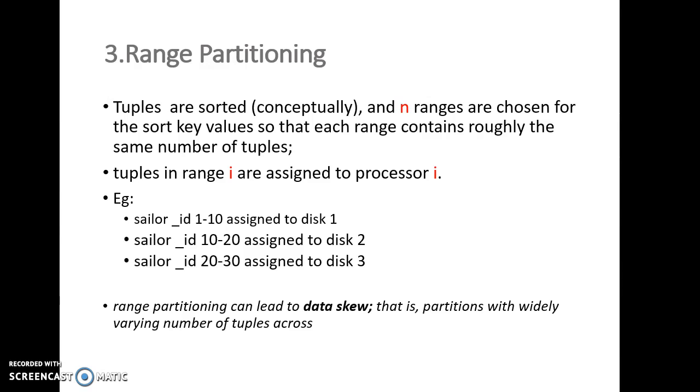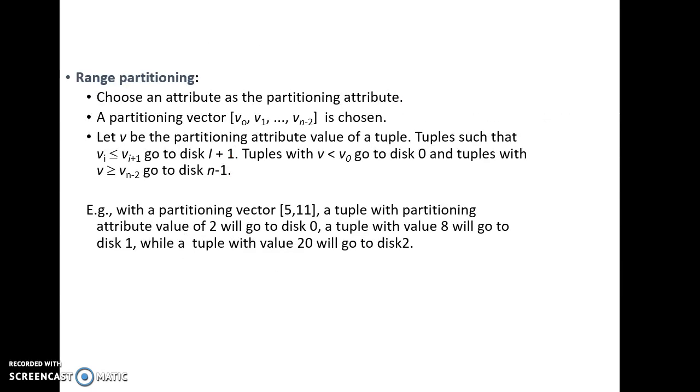Tuples are sorted and n ranges are chosen from the sort key values so that each range contains roughly the same number of tuples. The tuples in range i are assigned to processor i. So serial IDs 1 to 10 are assigned to disk 1, 10 to 20 to disk 2, and so on. Let's see an example.